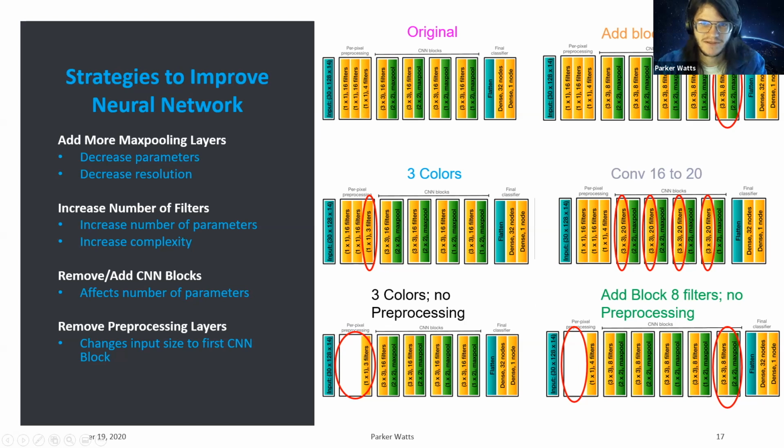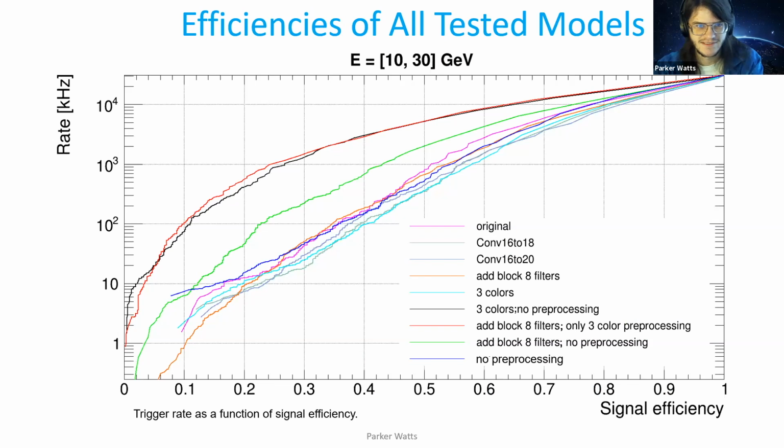And now I'll show you how those models did. So I plotted a bunch of them here. Something to point out, removing the pre-processing was a bad idea, but several of these did well, and the changes were ones that reduced the number of parameters. So it was promising here.